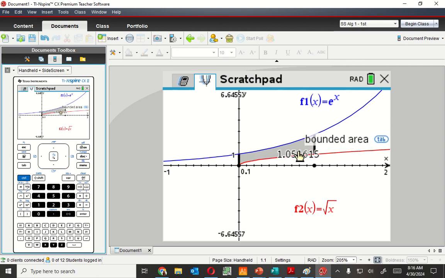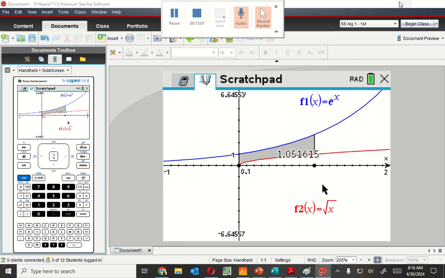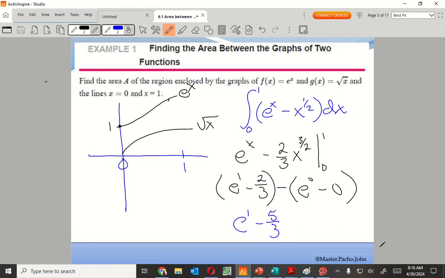Now, will the calculator do most of the stuff for you? Yeah. I still would like for you to actually try to integrate this by hand to show your work, because yes, you can get the answer with this program here, but on the AP exam, you will have to write it as we have right here. So simplify to e to the 1 minus 5/3. Does that make sense?